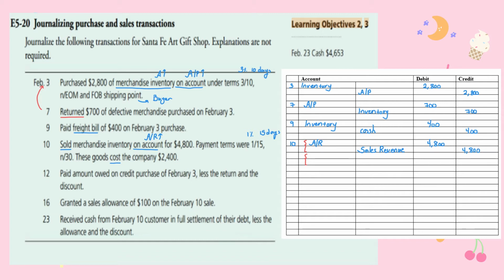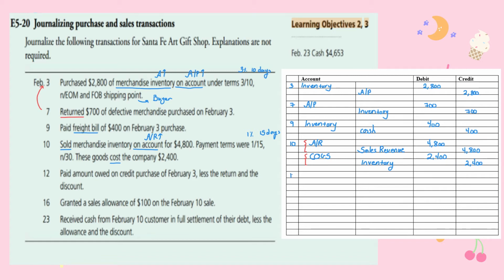What was the cost for these goods? It was 2,400. So cost of goods sold will be in the debit side. I sold inventory, so inventory will go down. It's an asset account. It has decreased in the credit side because it's sold, and the amount will be 2,400. Cost of goods sold is like an expense account. It's debit nature.